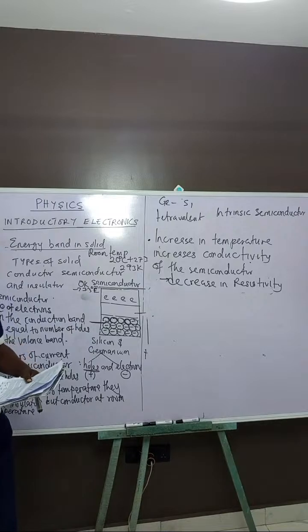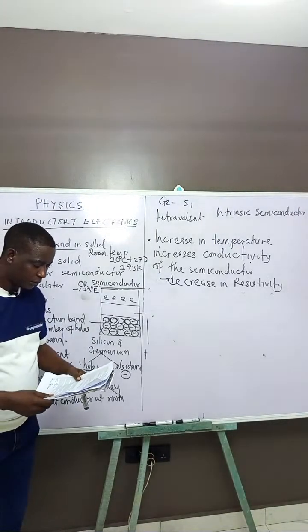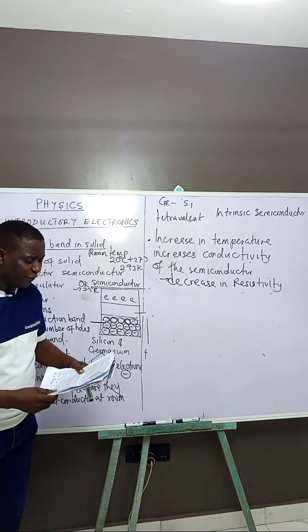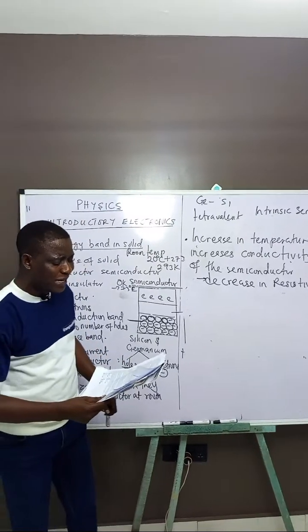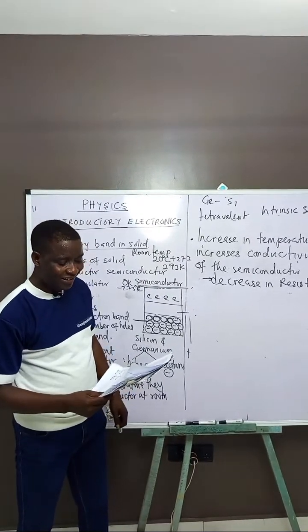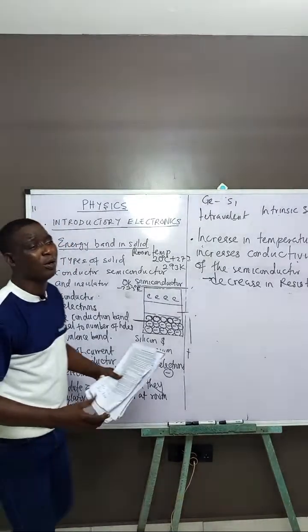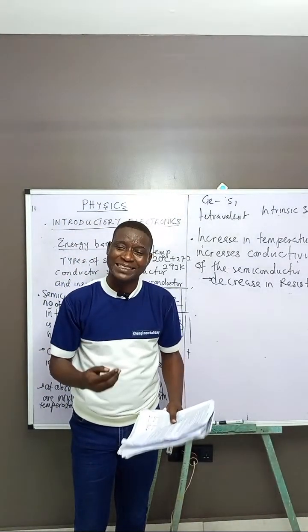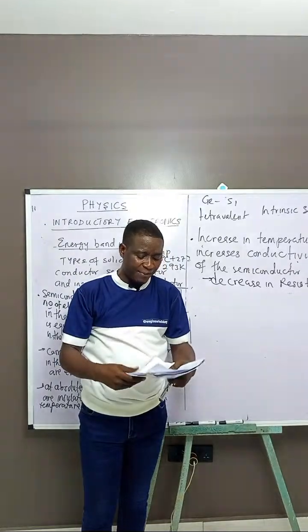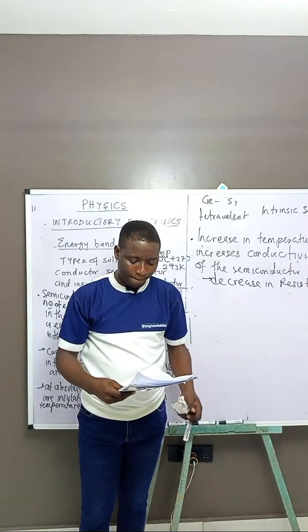So let's move on. Number 15: which of the following is a pure semiconductor? A pure semiconductor, what does that mean? A pure semiconductor is also known as an intrinsic semiconductor. A, silicon.